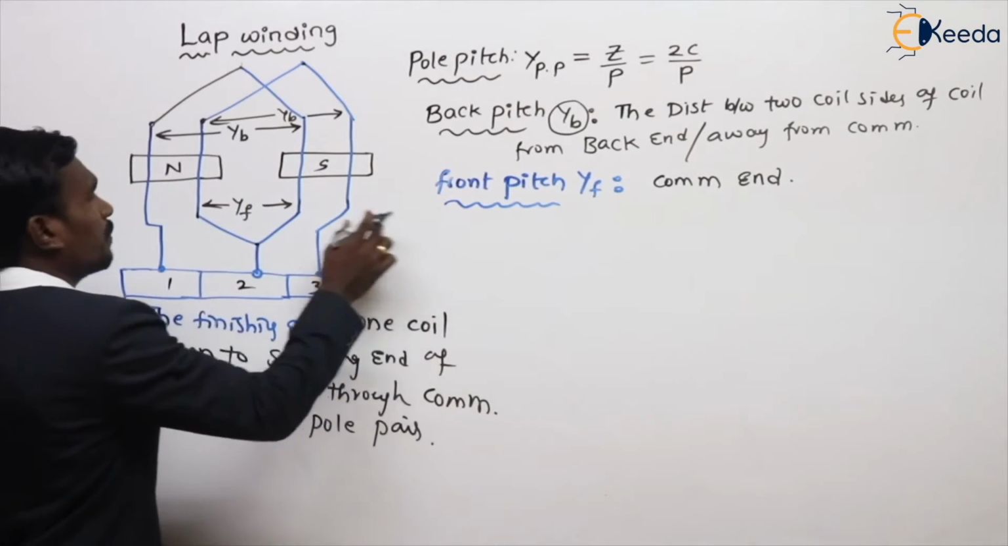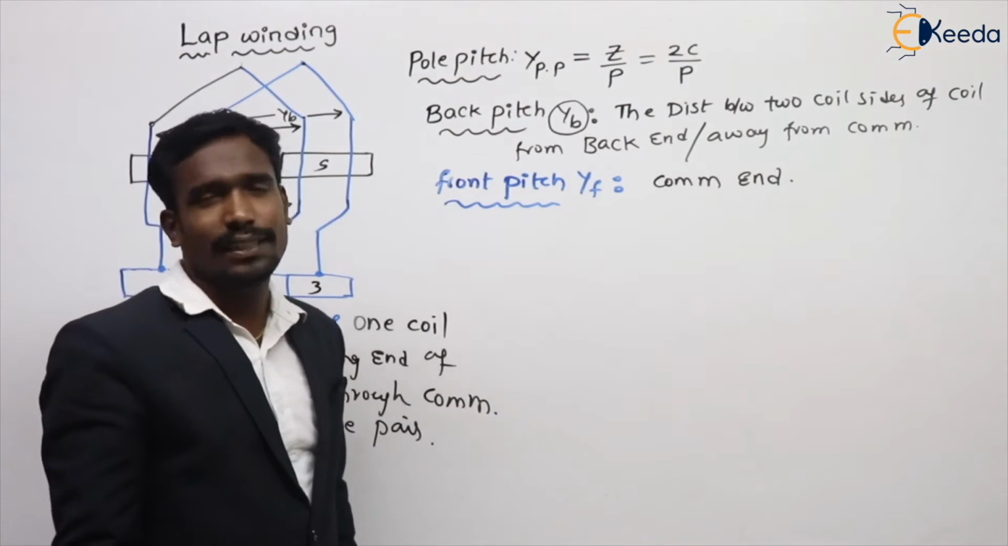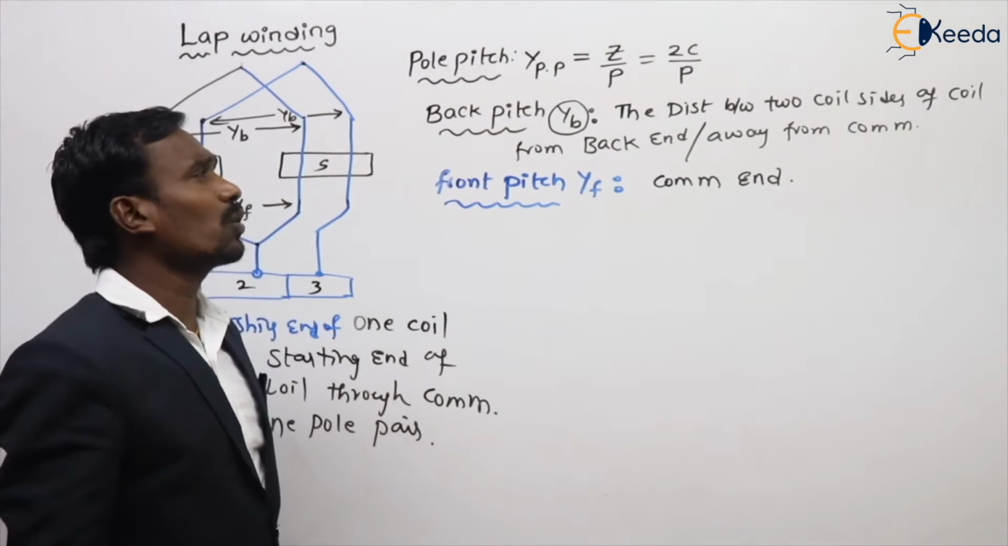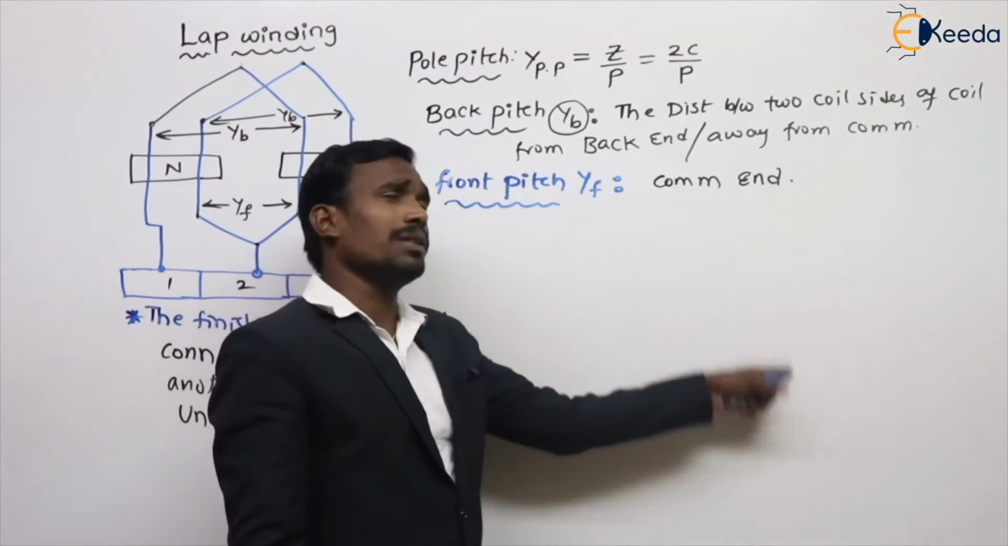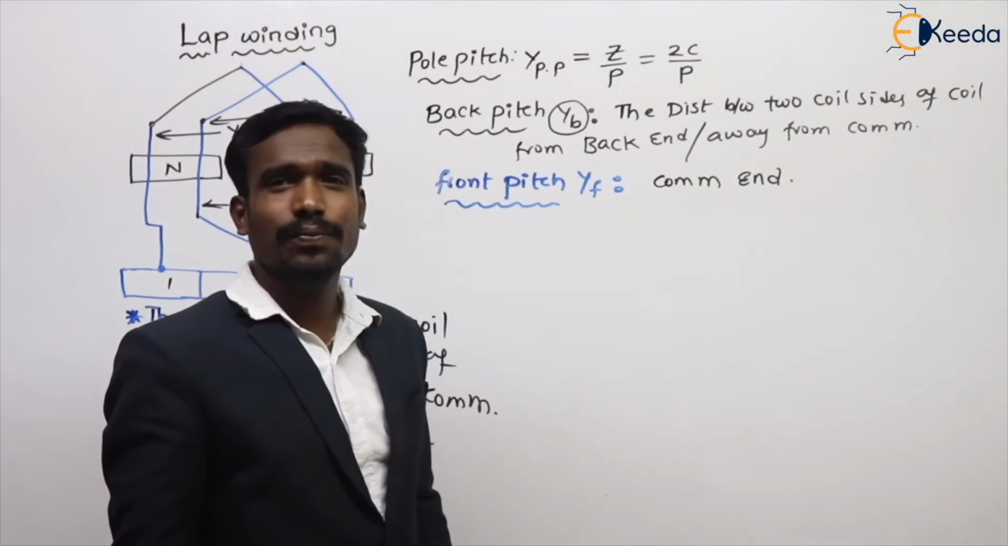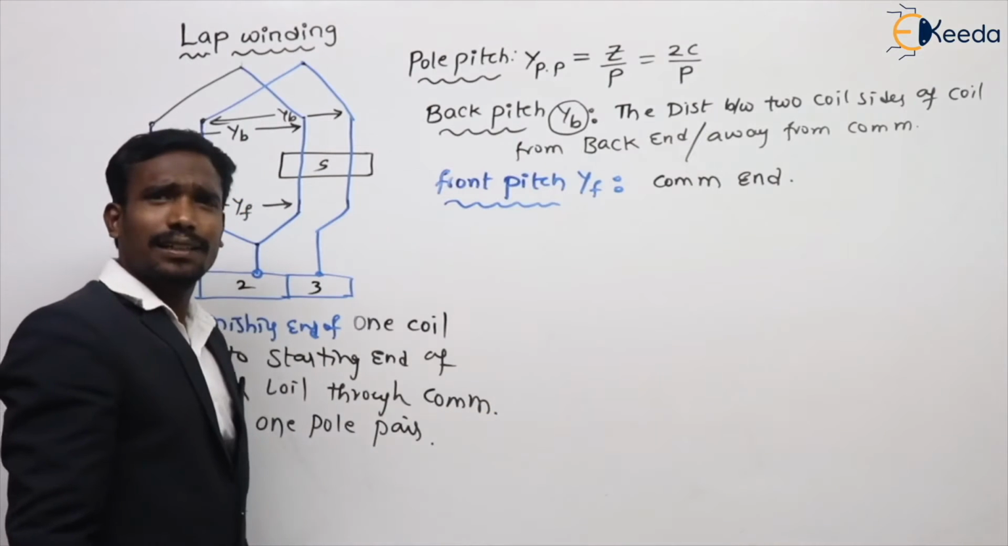So front pitch is from the commutator side and back pitch is from the back end. Front pitch is the distance between two coil sides of a coil which are connected to the commutator, at the commutator end. Right, so front pitch and back pitch are there.